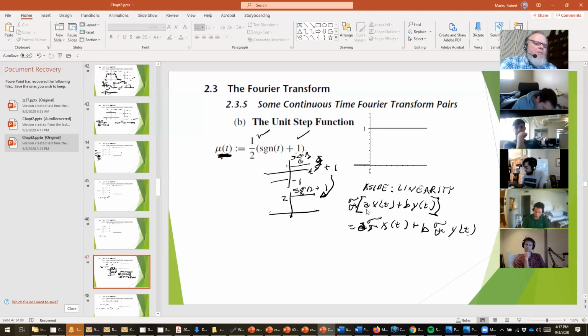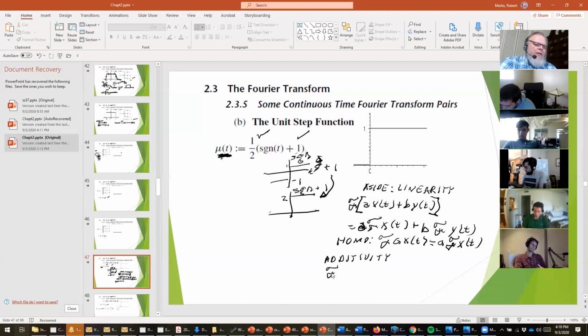So there are two aspects to it. One is the homogeneity property, which says that the Fourier transform of a times x of t is equal to a times the Fourier transform of x of t. These are just trivial to prove. You just plug them into the Fourier transform definition. This simply means if you multiply or amplify a signal by 7, you amplify its spectrum by 7. That's all that means. The other one is additivity. Additivity says the Fourier transform of the sum of two functions is equal to the sum of individual Fourier transforms.